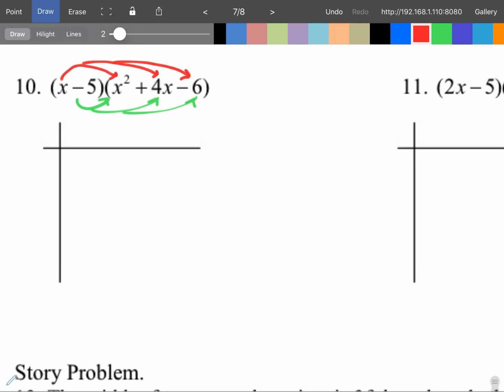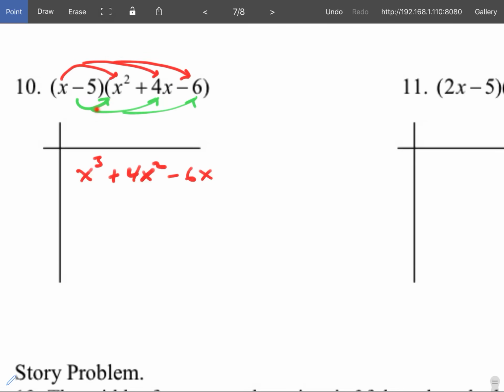So here we go. So in the red, we're going to start out with x times x squared. That's going to give us x to the third. Then we're going to do the positive x times the positive 4x. That's going to give us positive 4x squared. And then we're going to do the positive x times the -6. That's -6x.